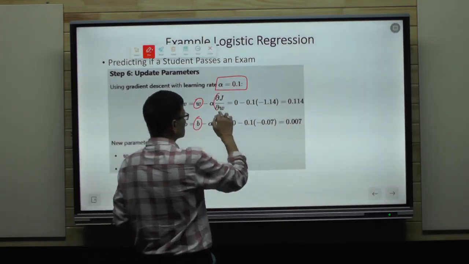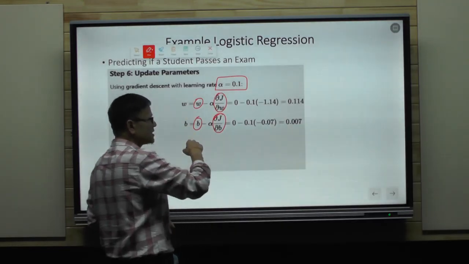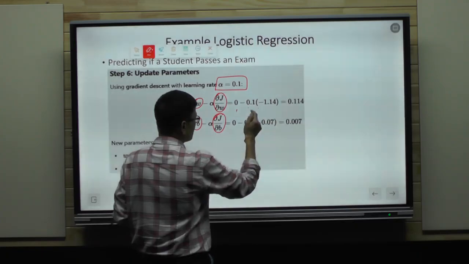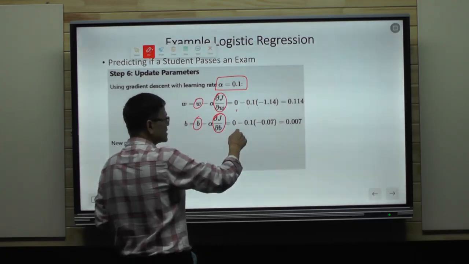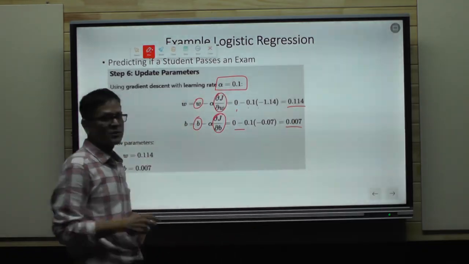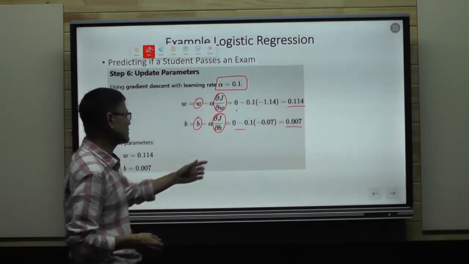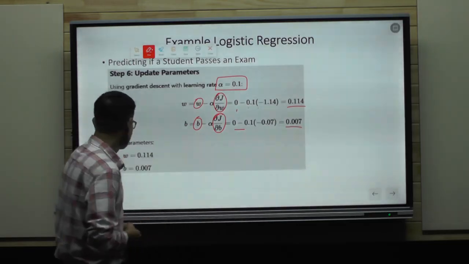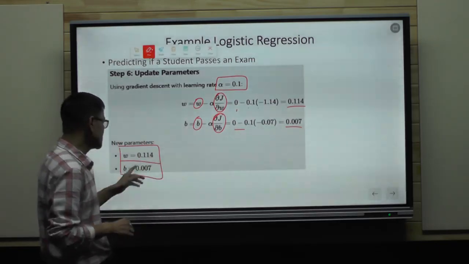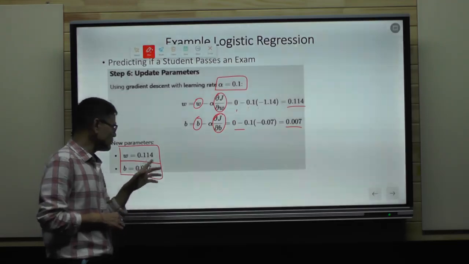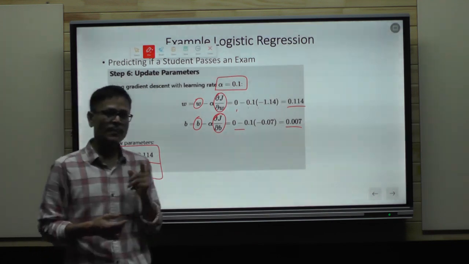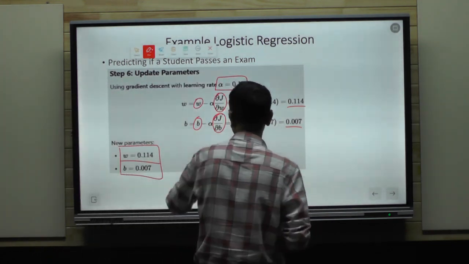So this is the log loss partial differentiation which we calculated previously. It was minus 1.14, and 0.07. So 0 minus the learning rate multiplied by this factor. So what it does is it just converts the negative values to positive values divided by 10, because it is multiplied by the factor of 0.1. So the new parameters that we have learned from the first iteration of the data set are 0.114, that's the weight value of W, and B, the bias, is 0.007. Okay.